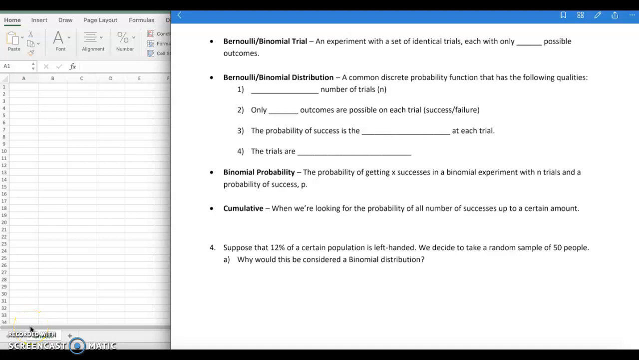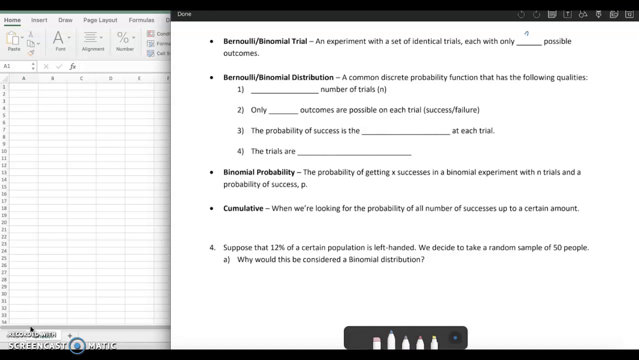A Bernoulli or binomial trial is an experiment with a set of identical trials, each with only two possible outcomes. So a Bernoulli or binomial distribution is a common discrete probability function that has the following qualities.